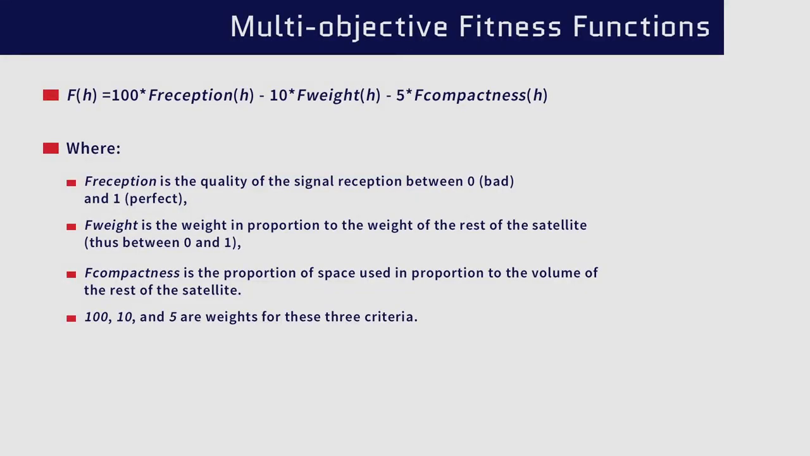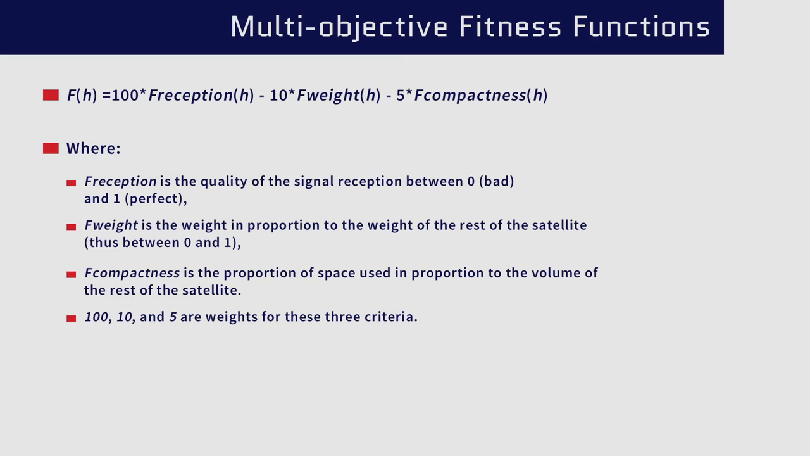For example, we can use the following formula to measure the fitness of a given antenna. F_reception uses the antenna simulator to return the quality of the signal reception between 0 for no reception and 1 for perfect reception. F_weight is the weight of the antenna in proportion to the weight of the rest of the satellite, between 0 and 1. And F_compactness is the volume used in proportion to the total volume of the satellite. 100, 10, and 5 are just the weights we give to these criteria.